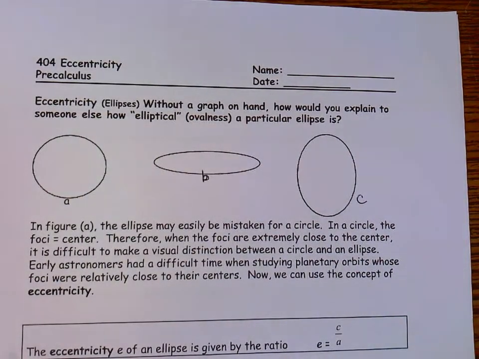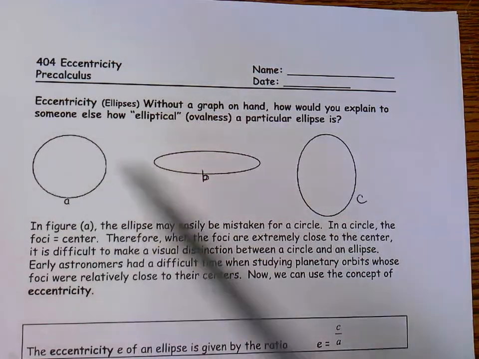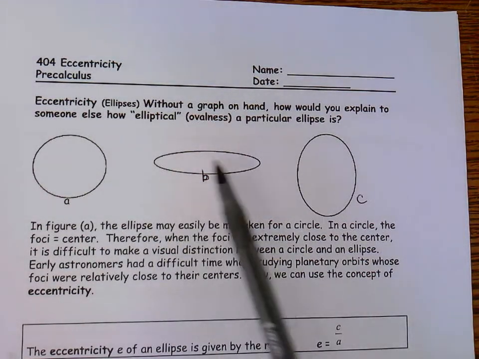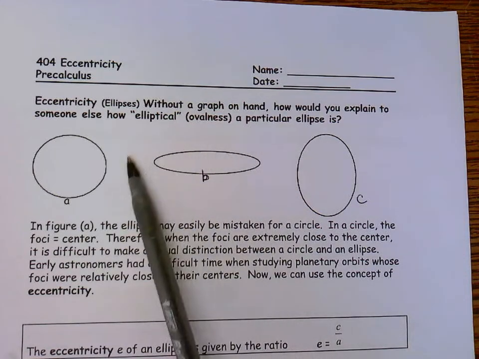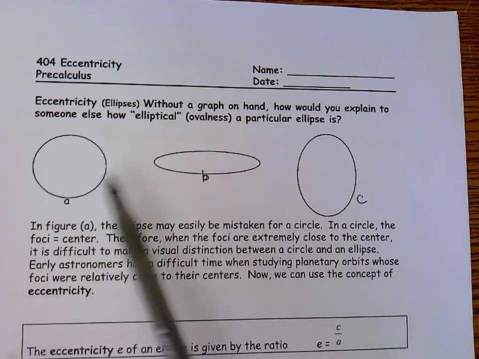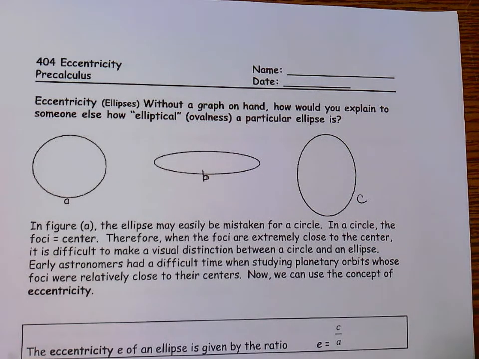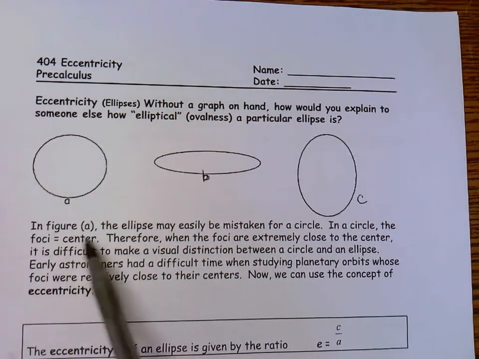I would say that A appears the most circular to me. B appears the most elliptical or elongated or oval. So how can we mathematically compare these? Because when scientists look at the orbits of planets, it's nice to say how elliptical or how close to a circle these ellipses are. So in figure A, the ellipse might easily be mistaken for a circle.